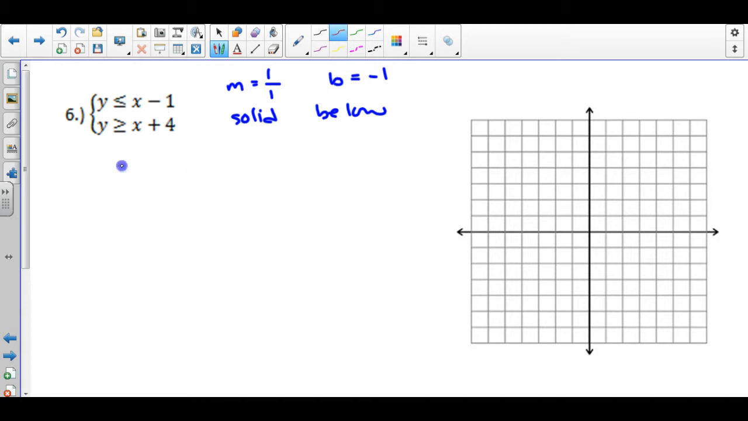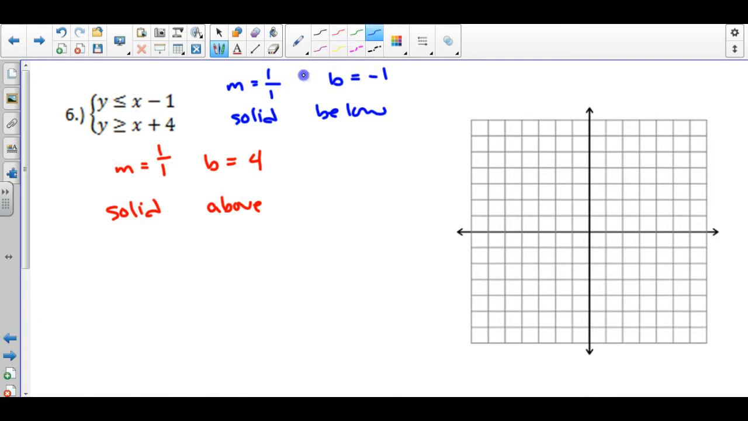For the other inequality, my slope is also 1 over 1. So if we have the same slope, that's going to tell us that we have a specific type of pair of lines here. My y-intercept is 4, also a solid line again. And since it's a greater than, we're going to be shading above.